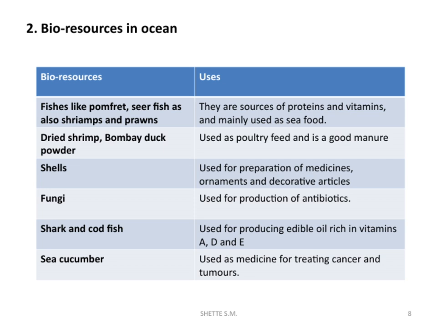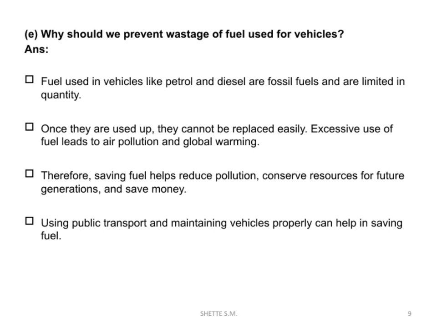Why should we prevent wastage of fuel used for vehicles? Well, first of all, the fuel we use in vehicles, like petrol and diesel, are fossil fuels, and they are limited in quantity. Once they are used up, they cannot be replaced easily, which makes conserving them very important. Excessive use of fuel not only depletes these resources faster, but also leads to serious environmental issues like air pollution and global warming. So, saving fuel helps us reduce pollution and protect our environment.